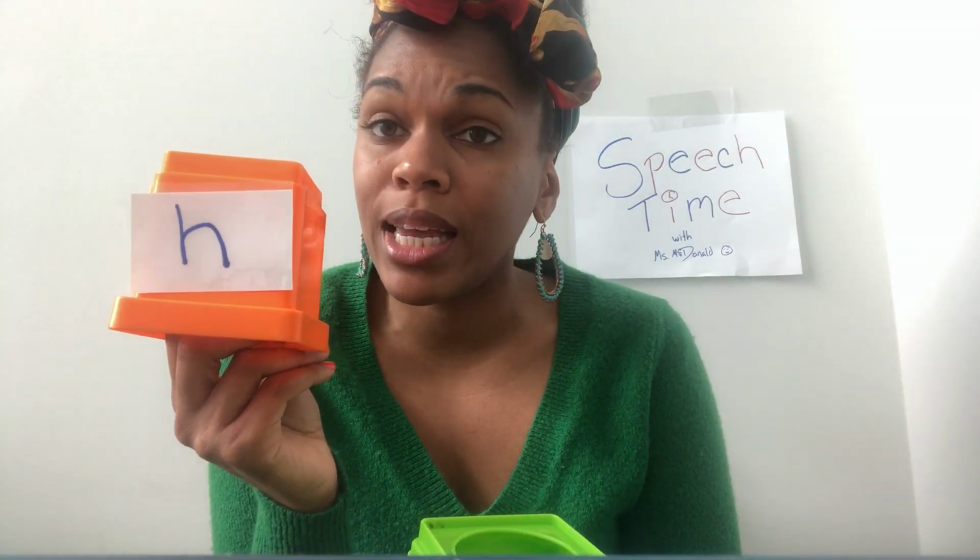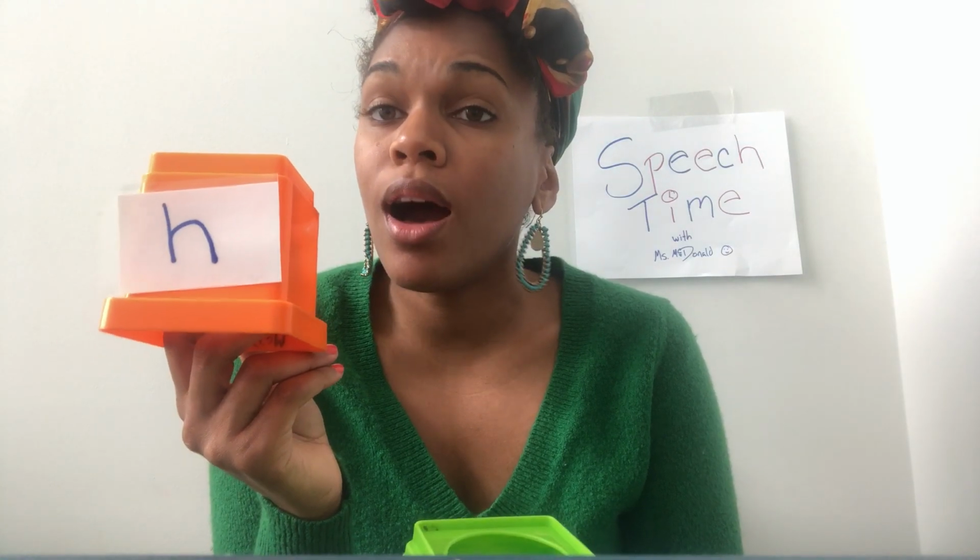Up next, we're practicing the word hat. When we're saying our H sound, it's important to take a breath and blow that air out of our mouth. Ha! Let's try it again. Take a breath through your nose. Blow that H out of your mouth. Ha! We're going to start off with our H sound because it's in the beginning of our word.